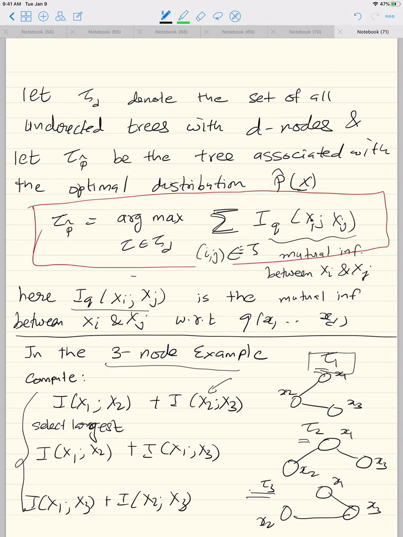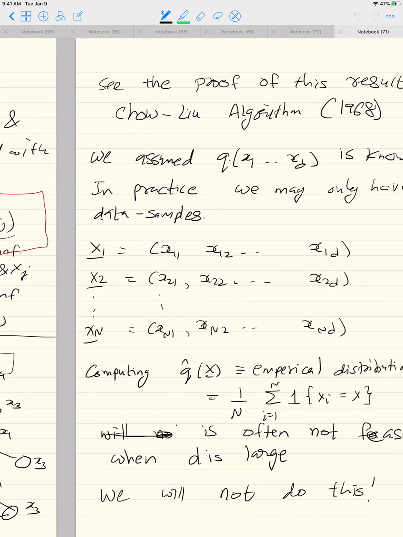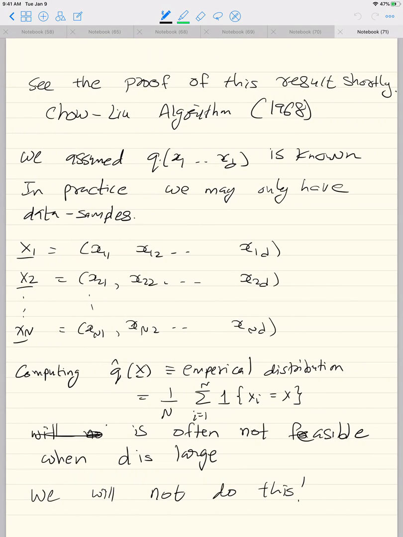Now again, at first glance, it seems we have to compute the objective for each tree and then find the best one. And this is again not practical because the number of trees will quickly grow with d. However, there is going to be an efficient way of doing this, and that is given by a method called the Chow-Liu algorithm.